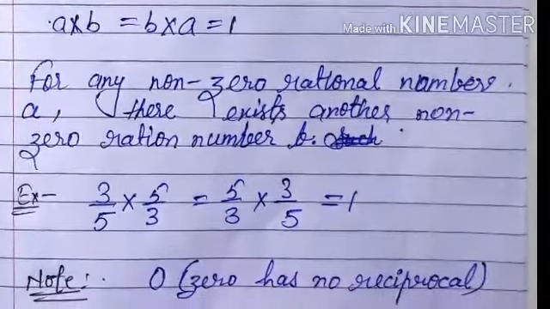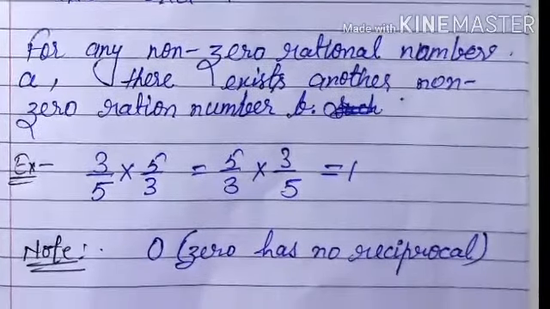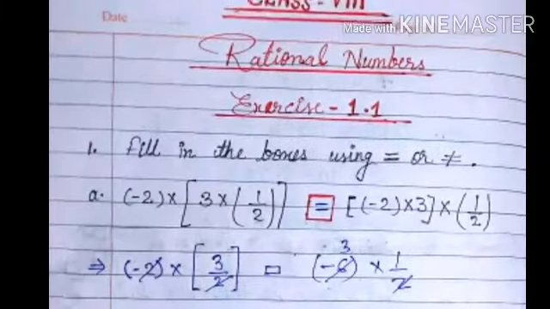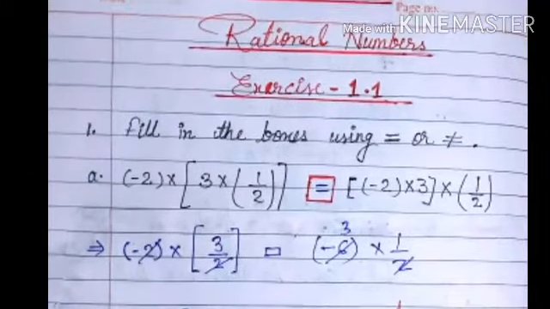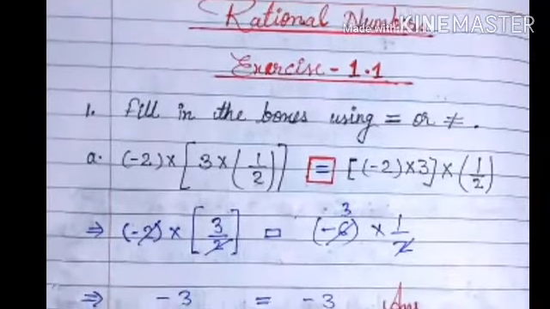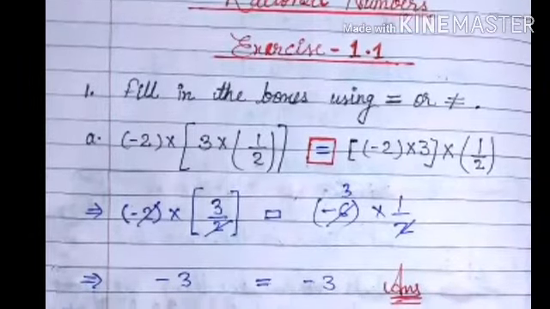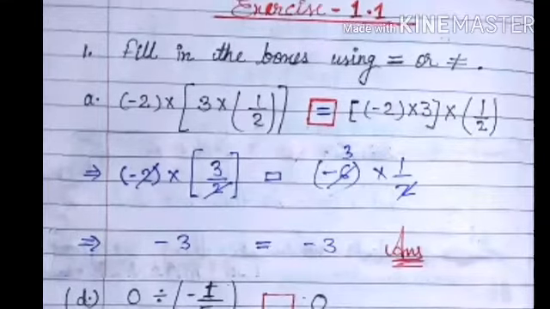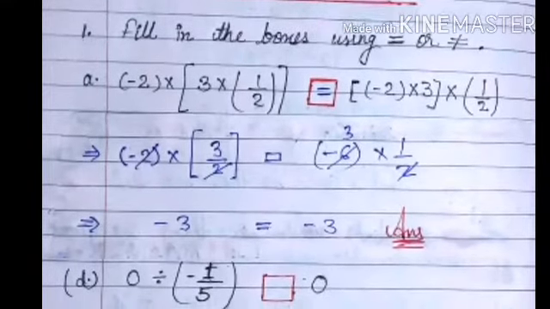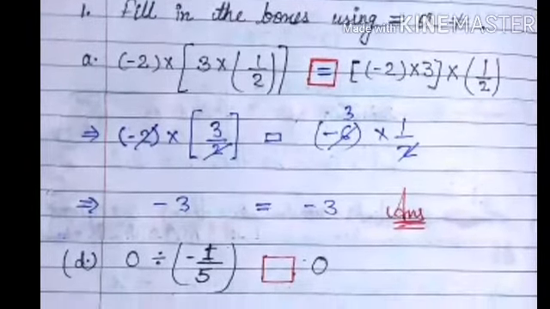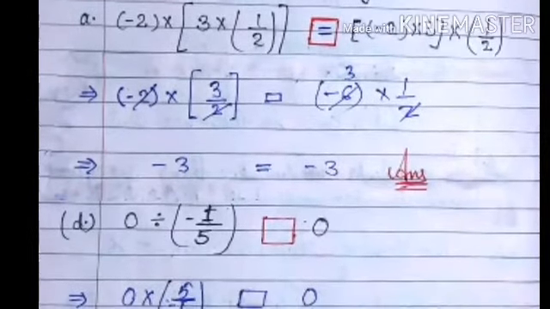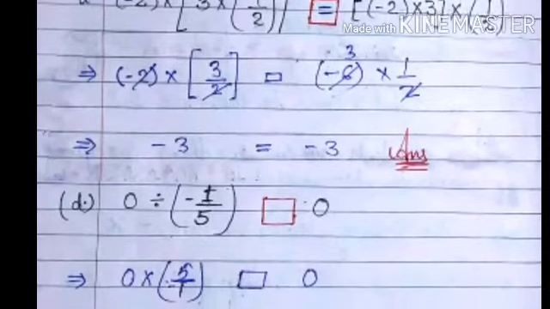Students, we have learnt all the needed concepts for this unit, rational numbers. Now come to exercise 1.1. Here the first question is to fill in the boxes using equal or not equal. So the first question A is minus 2 multiplied by 3 multiplied by 1 upon 2, blank box. On the opposite side we have minus 2 multiplied by 3 multiplied by 1 upon 2. So while solving this we get minus 3, and on the other hand we get the same, minus 3. So we will put the equal sign in the box.